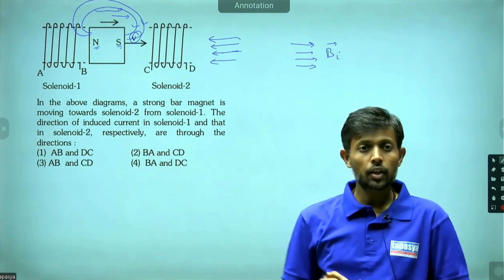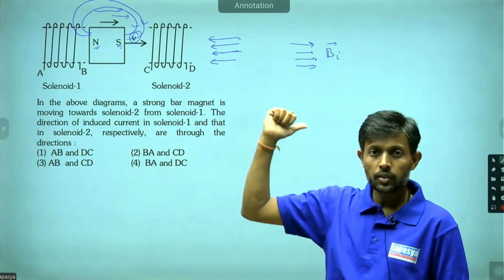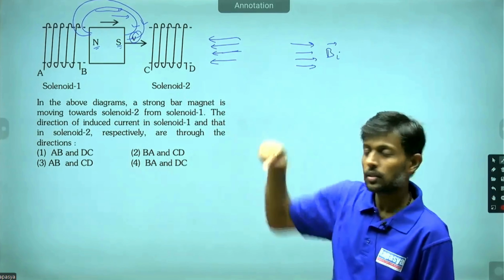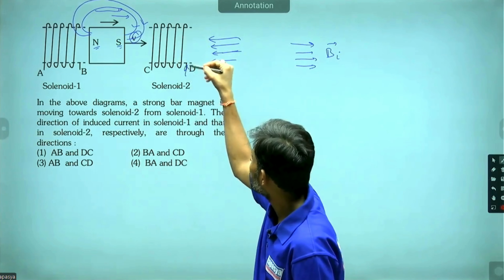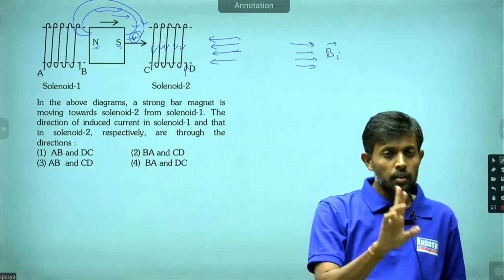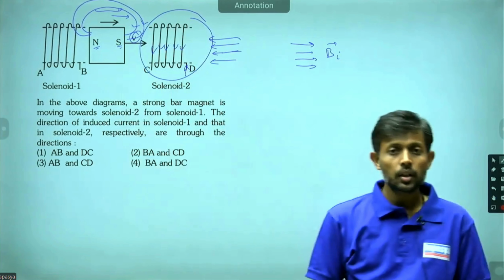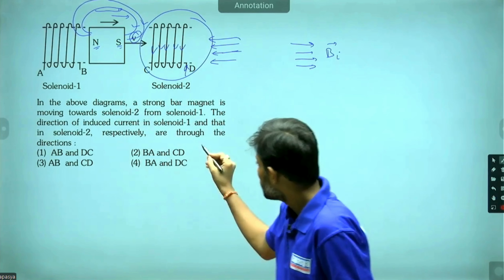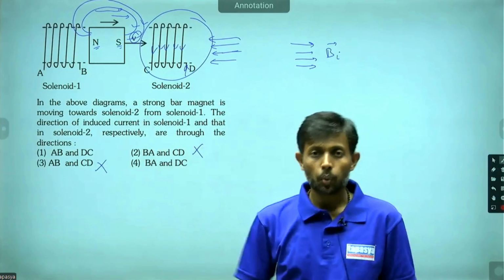If there is an induced magnetic field in this direction, that tells me from Fleming's right-hand rule that the direction of induced current is going to be in this direction. That means from D to C. So it's going to go from here, come down, come down, come down, and come down to C. So in this coil, the direction of induced current has to be from D to C. That means this cannot be the correct one. This cannot be the correct one. It's either option 1 or option 4.